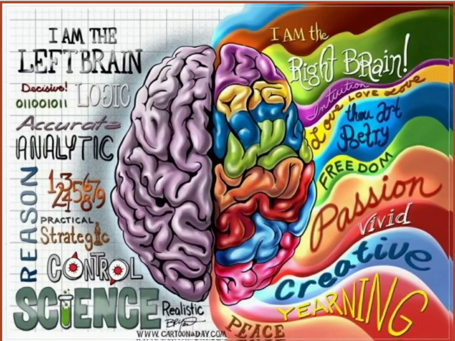So your left part of the brain is a very realistic part of the brain, and it controls maximum things when it comes to doing things in the right way, using reasoning, using logic, using maths, using science, using control, using strategies, doing things practically, analytically, accurately, making decisions. All this is controlled by the left side of your brain.